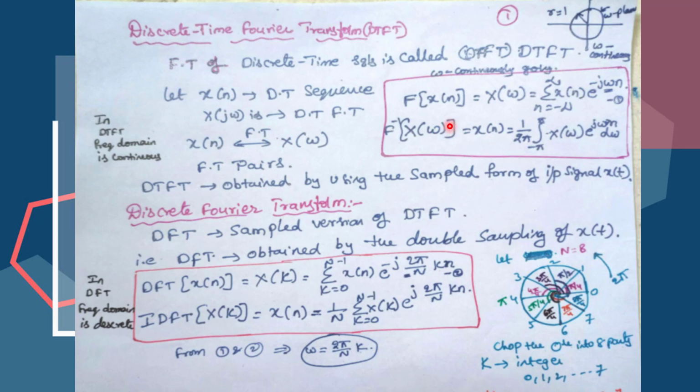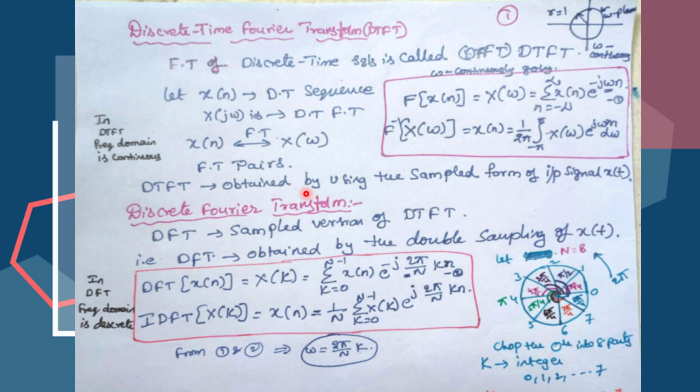Let us see the equation for this discrete time Fourier transform. Fourier transform of x of n is equal to X of omega. It can be written as summation of x of n e raised to minus j omega n. From this equation you can write the inverse Fourier transform: F inverse of X of omega equals x of n equals 1 by 2 pi integral from minus pi to pi of X of omega e power j omega n d omega.